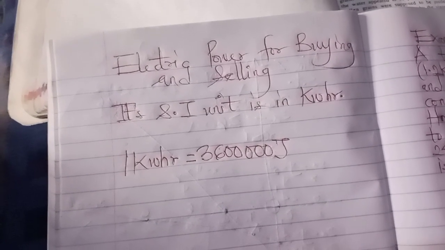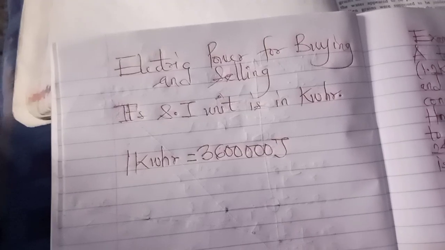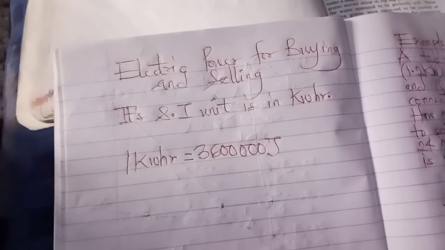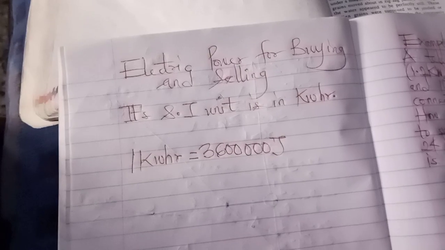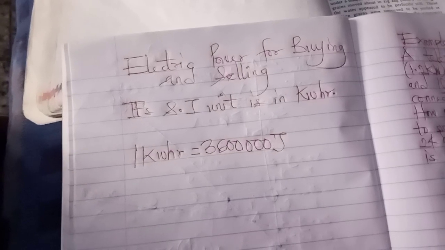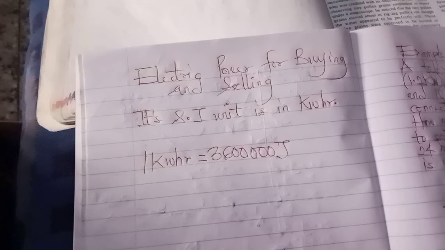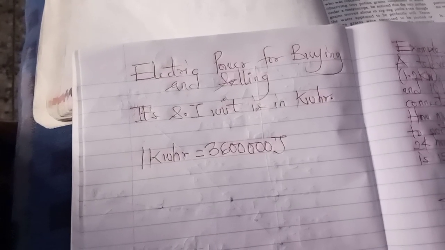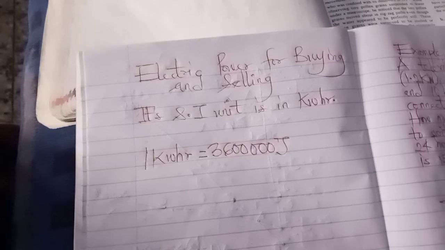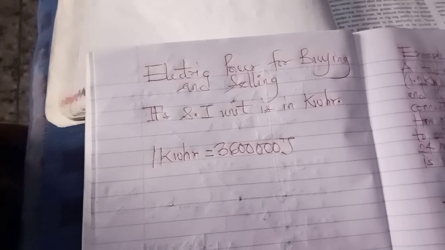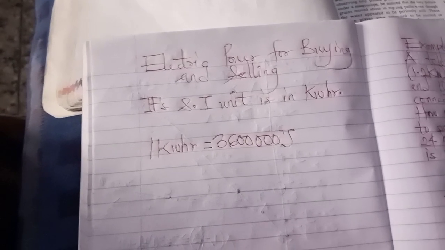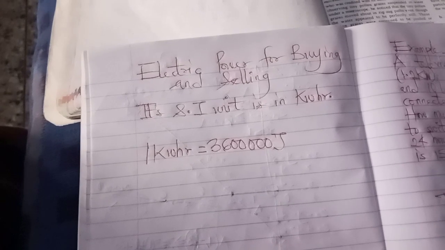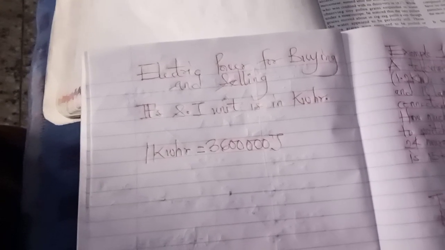We'll be talking on the topic electrical power for buying and selling. You can see that the SI unit for buying and selling of electrical power is the kilowatt hour. And 1 kilowatt hour is equal to 3,600,000 joules.